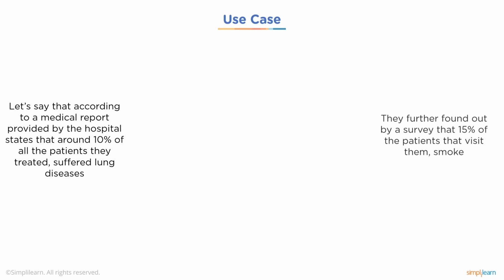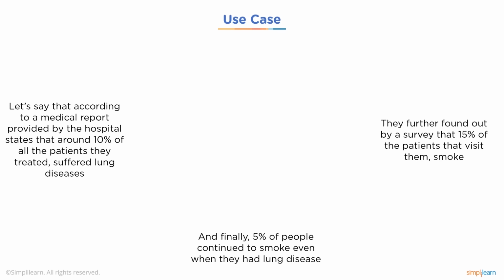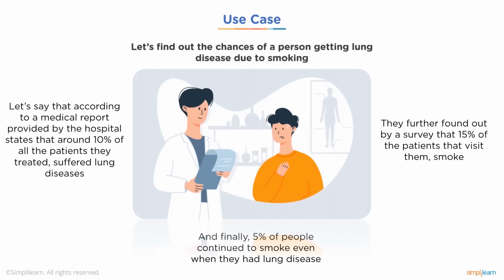Let's find out the chance of a person getting lung disease due to smoking. And this is kind of interesting the way they word this. Let's say that according to a medical report provided by the hospital, around 10% of all patients they treated suffered lung disease. So we have kind of a generic medical report. They further found out by a survey that 15% of the patients that visit them smoke. So we have 10% with lung disease, and 15% of the patients smoke. And finally, 5% of the people continued to smoke even when they had lung disease. Not the brightest choice, but it is an addiction, so it can be really difficult to kick.